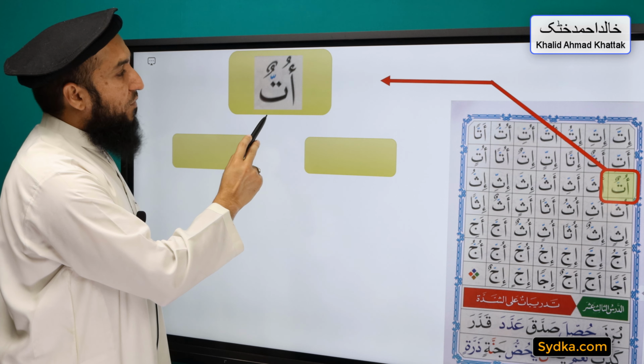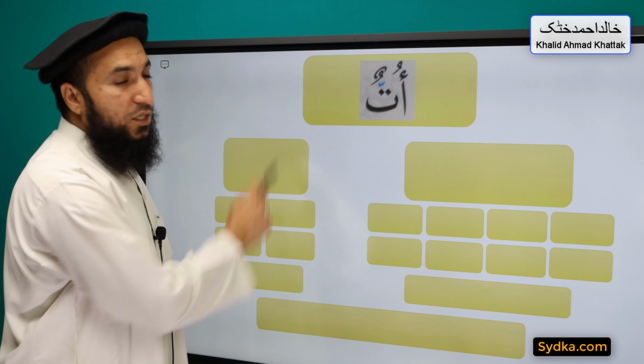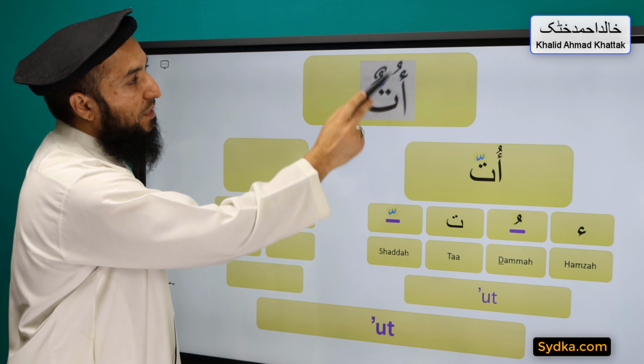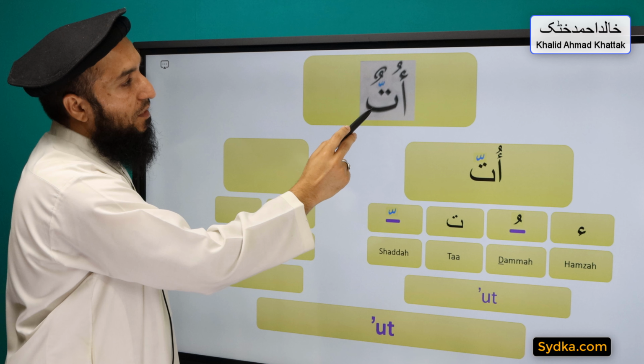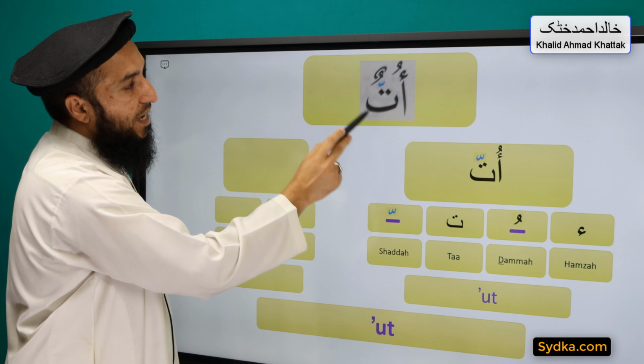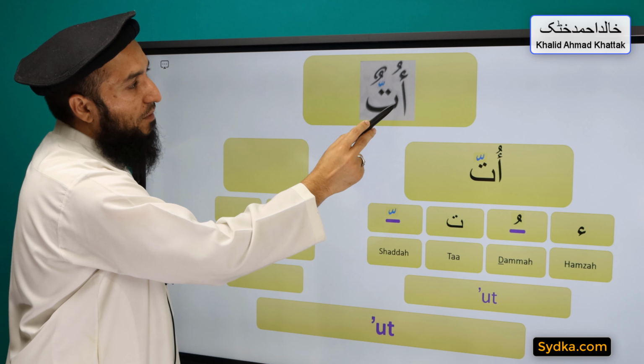The next word we have is Uttun, and it can be divided into two syllables. The first syllable we have is Hamza Dhamma Ta Shadda, Ut. Hamza is a light letter. It has Dhamma on top of it. It is followed by Ta. Ta has a Shadda. This alif is silent and it is used as a chair for Hamza.